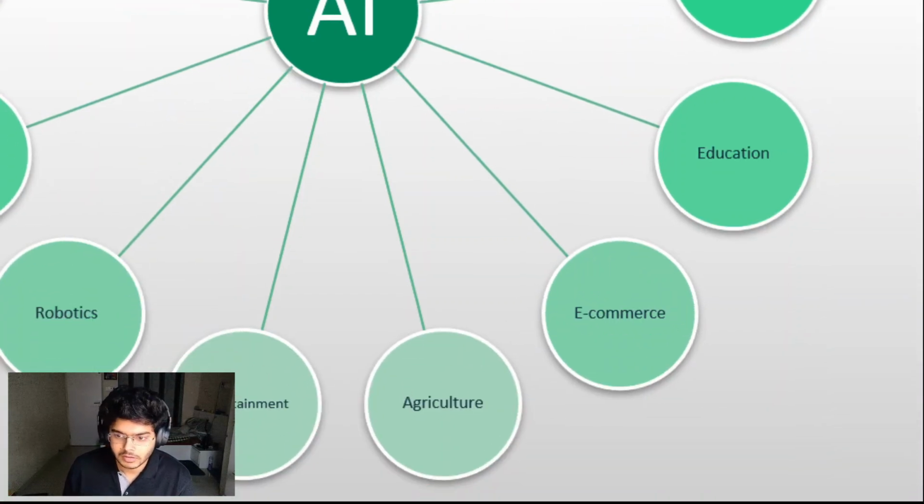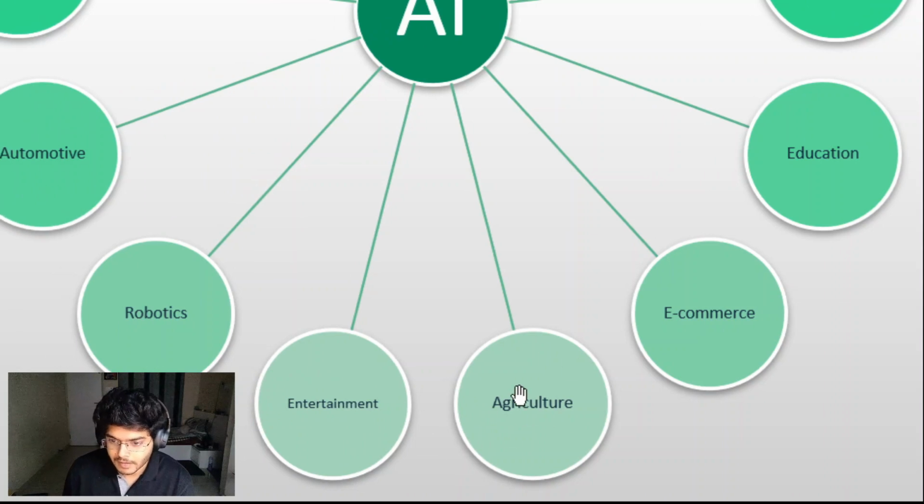So if we come to the e-commerce part now, remember how Amazon and Flipkart recommend you products based on your previous orders? And their automated customer service. Yes, AI. Everything is AI. So coming to agriculture, although not very prevalent in India, AI is helping a lot of farmers to monitor the soil and crop quality along with predicting their yields for better cultivation.